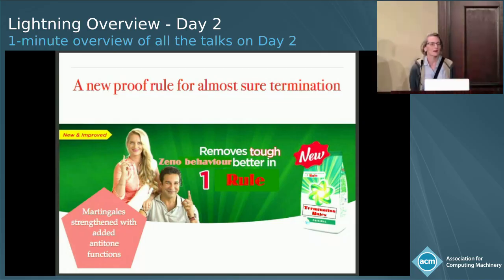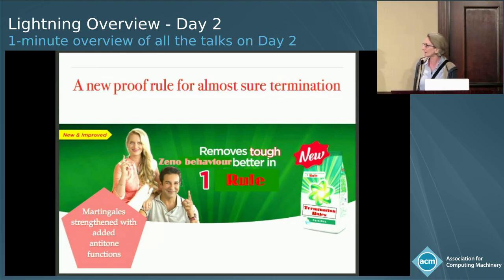Hi, hello. I'm Annabelle McIver. I'm going to be talking at Bunker Hill just after lunch. I'm going to be telling you about a new proof rule to prove termination for probabilistic programs. It uses a variation of the variant rule adapted with progress conditions, and it's adapted to make sure that there are no weird Zeno effects which can occur in infinite state probabilistic programs. So I'll tell you all about how all of that works out.